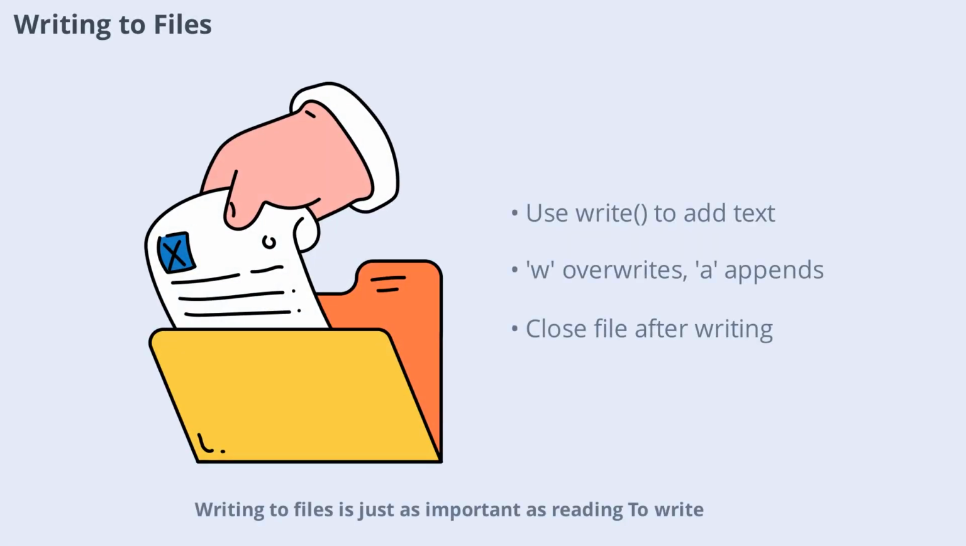Writing to files is just as important as reading. To write, open the file in w or a mode. The write method lets you add text to the file. If you use w, the file is overwritten, while a appends to the end. Always be cautious with w mode as it erases existing content. Writing data to files is useful for logging, saving results, or exporting data. After writing, don't forget to close the file to ensure all data is saved properly.